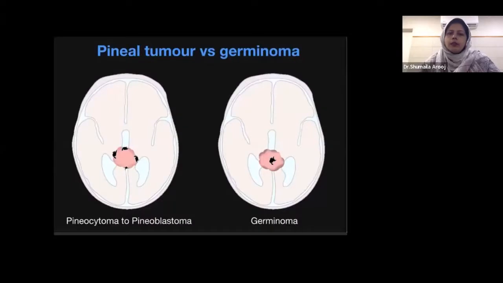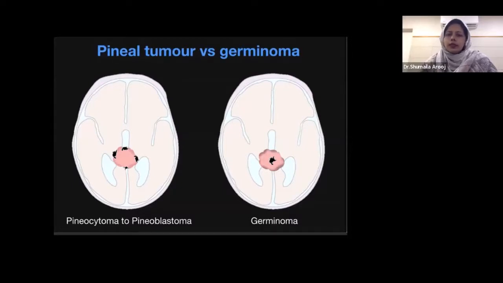So the pineal tumors can be pineocytoma or pineoblastoma, and then there can be germinoma. So we know that pineal lesions have normal physiological calcifications as well. If the lesion is engulfing this normal calcification within it, and the lesion goes outside the calcification, then this is a germinoma. But if it is bursting the calcification and taking it to the periphery, then this is a pineocytoma or a pineoblastoma. So this is a very important feature.